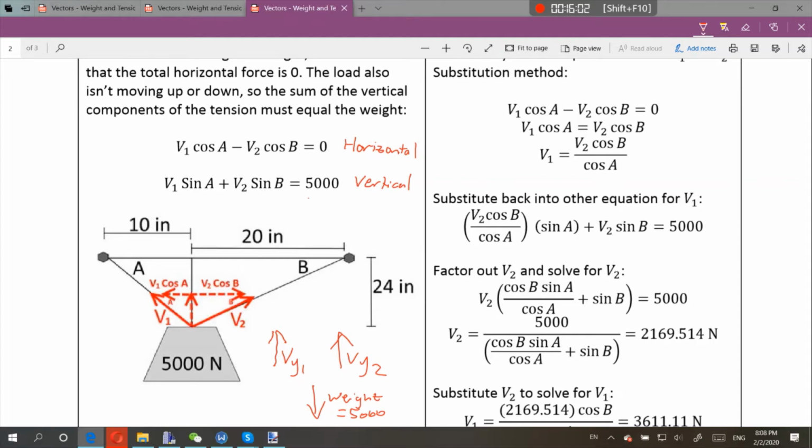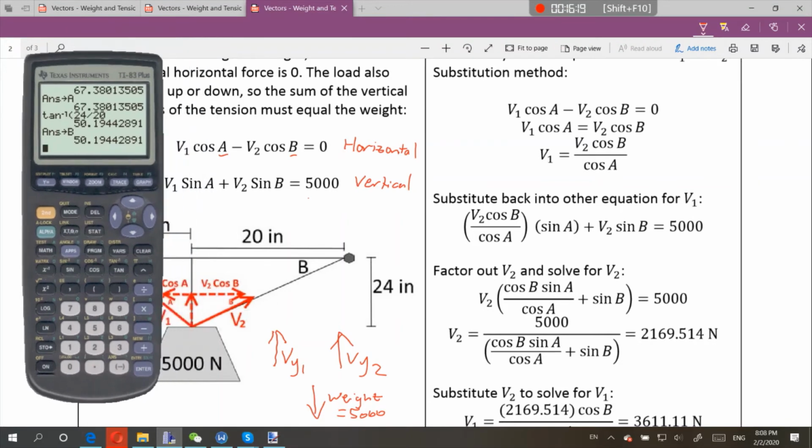Okay, so with that, I've got a system of equations right now, and several unknowns. However, we know what A and B are, since we have those stored in the calculator right now. A is 67.4, B is 50.2 roughly. So if I know what A and B are, then really we only have two unknowns. So I've got a system of equations with two unknowns.